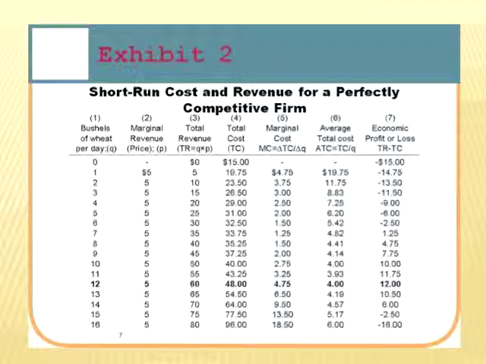So if we produce 12 bushels of wheat, that's our very best solution, and we receive $12 per day for that production level. And notice that it doesn't exactly match marginal revenue equals marginal cost, but it's about as close as you can get. Marginal revenue being $5 and the marginal cost being $4.75. So that's the point we've been looking for.